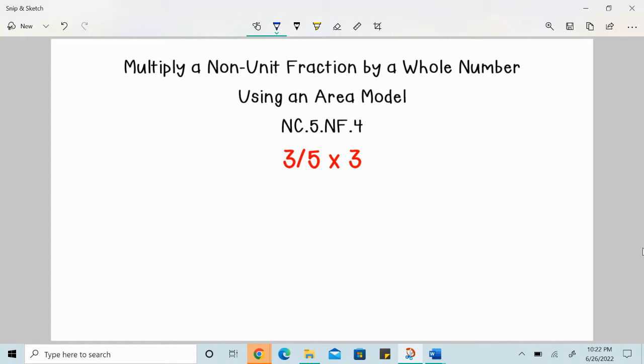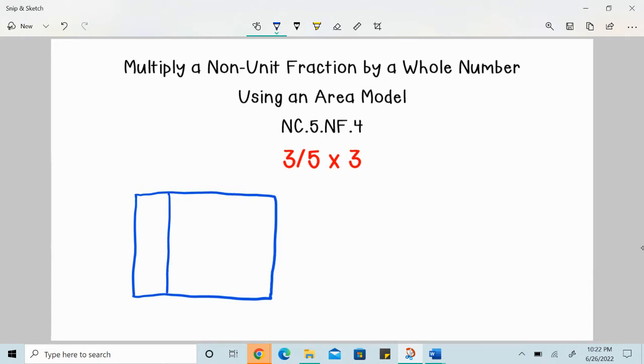In this example, the visual fraction model that we'll use is an area model, and we're going to multiply 3/5 times 3. Remember, one way to think about this means that we have 3/5 3 times. And so to begin with, I'm going to draw an area model. I'll use a rectangle. And I know that this is going to need to be split into 5 equal parts since I'm going to show 3/5 3 times. So I will decompose this into fifths.